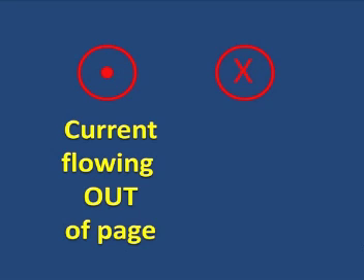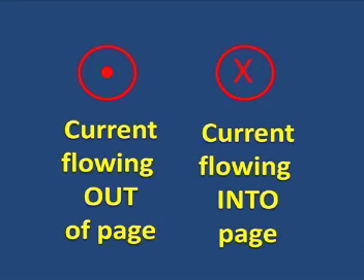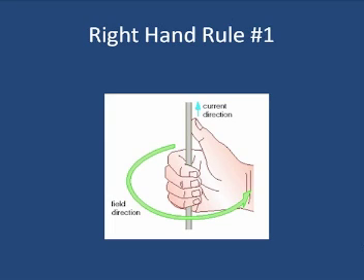Let's review. A circle with a dot like that represents a current flowing out of the page towards you, like an arrow coming at you. The X with the circle is a wire going into the page. The current is flowing away from you. It's the back of the arrow. How we find the direction of the magnetic field is a right-hand rule. Your thumb goes in the direction of the positive charge, the current, and your fingers wrap around the wire in the direction of the B field.